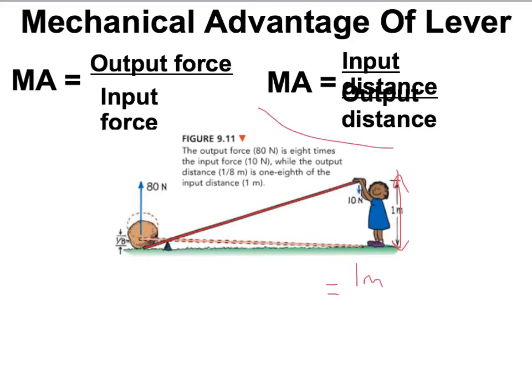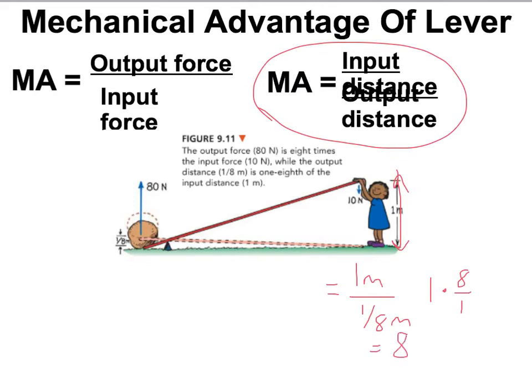I'm using this formula right here. We have 1 meter as the input distance, and the output distance is 1/8 of a meter. And if you do this division, it's the same as multiplying by the reciprocal, or 8/1, and that gives us a mechanical advantage of 8. So what this means is your input force only has to be 1/8 of the output force.